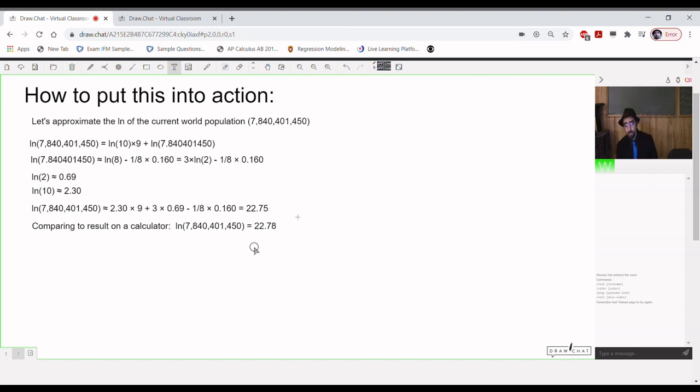Compared to the actual result on the calculator, it's 22.78. So, not a perfect approximation, but still probably better than you might have thought you could do pen and paper for natural logs. And so in the unlikely event that you ever find yourself needing to just estimate a natural log pen and paper, here's how you can do it.